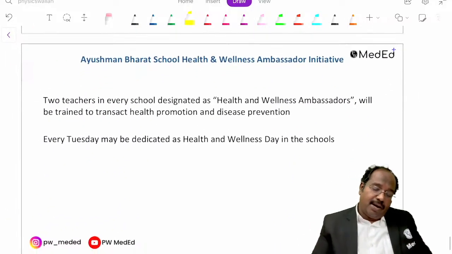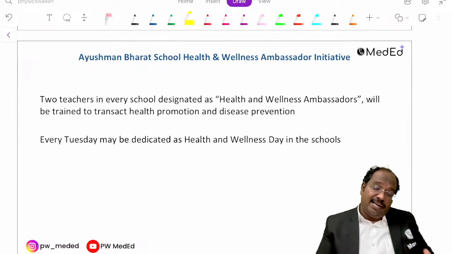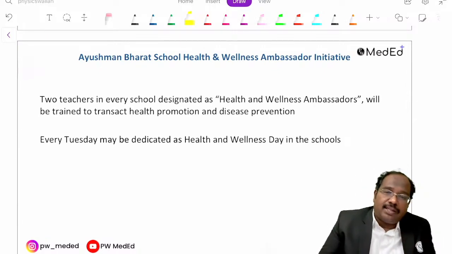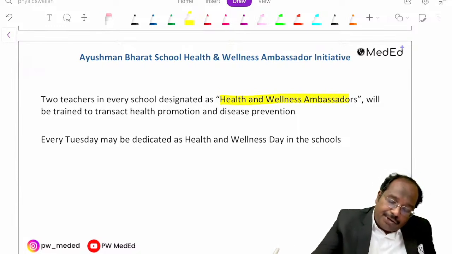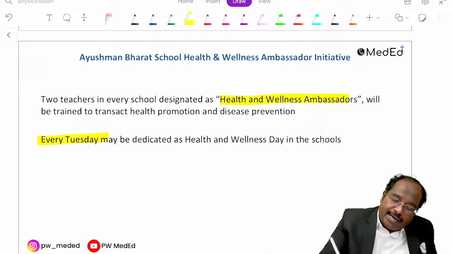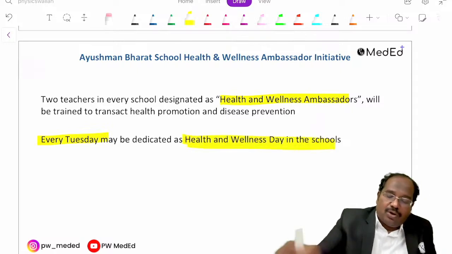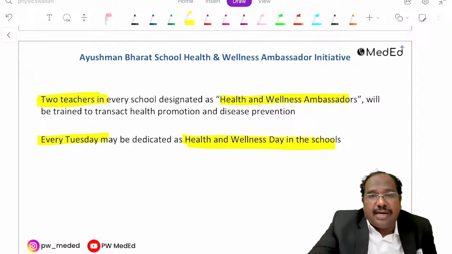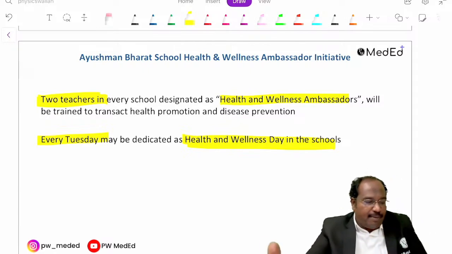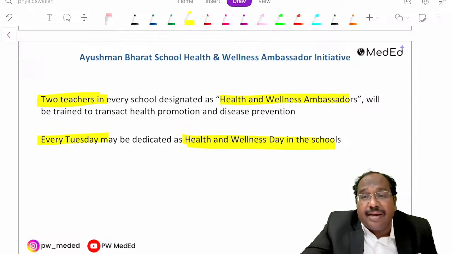And we have this Ayushman Bharat School Health and Wellness Ambassador Initiative. We saw RBSK and all. 2 teachers in every school are designated as health and wellness ambassadors, and every Tuesday is dedicated as health and wellness day in the school. They are also involved in Anemia Mukt Bharat. They have to give the iron and folic acid tablet in schools, and that will happen under supervision.